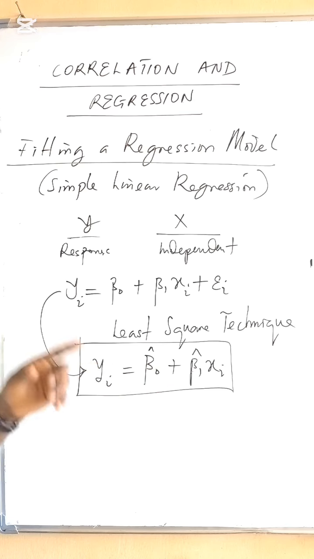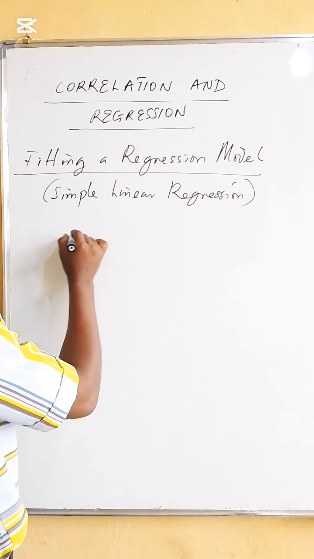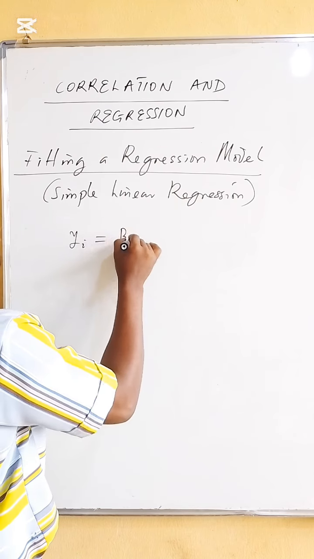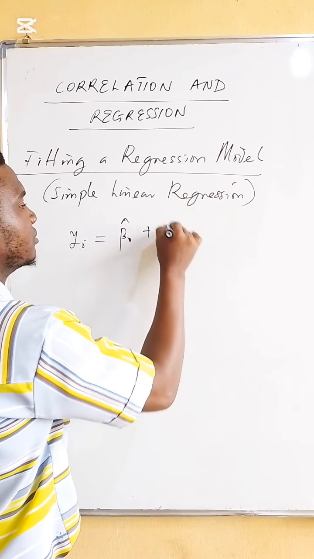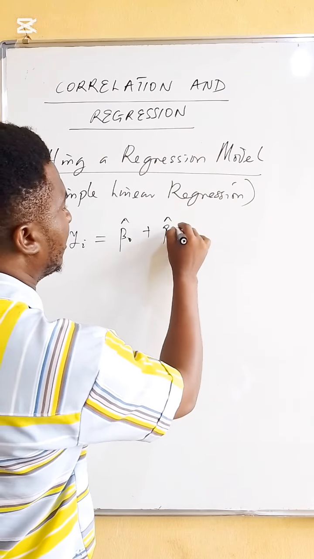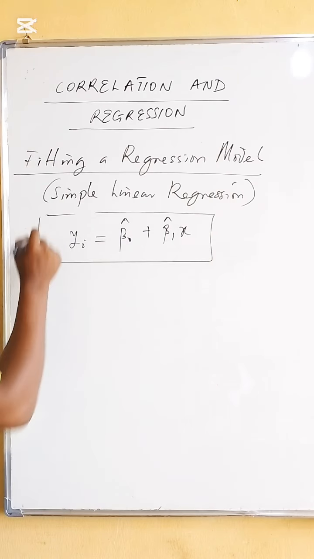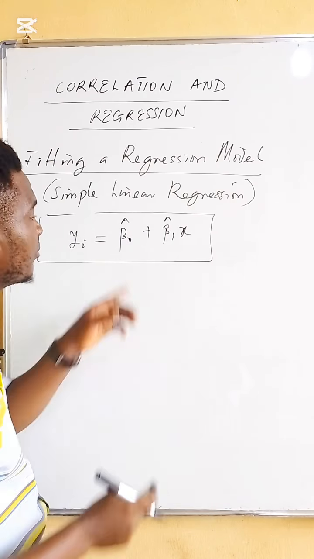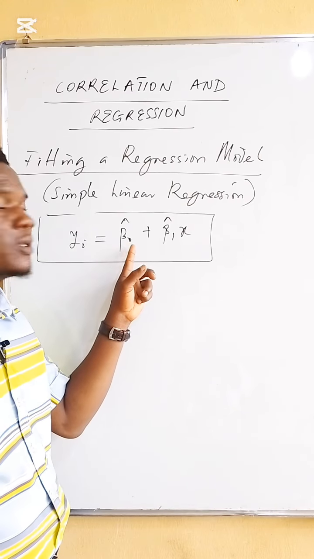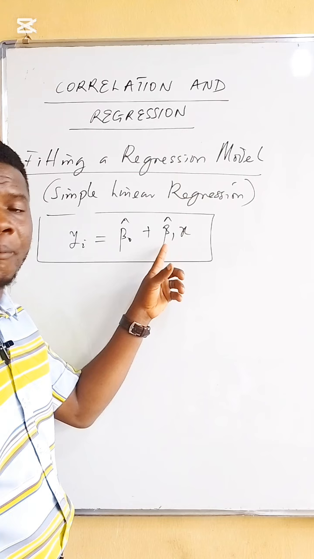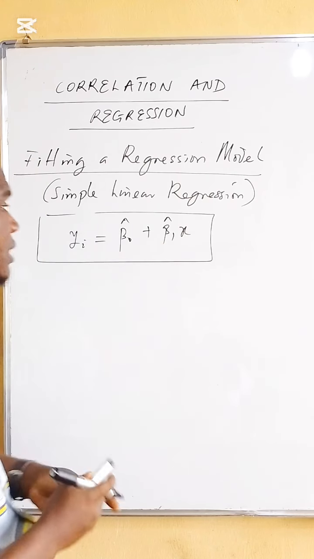Now, the question is, how do we go about getting this particular equation? That is what we shall be doing immediately. Let's see how that is done. Let's fit the regression model I told you about earlier, that is, beta naught cap plus beta 1 cap x. This is the model we want to fit, and to fit this model implies that we must get the exact expressions for beta naught cap and beta 1 cap. So how do we go about doing that?